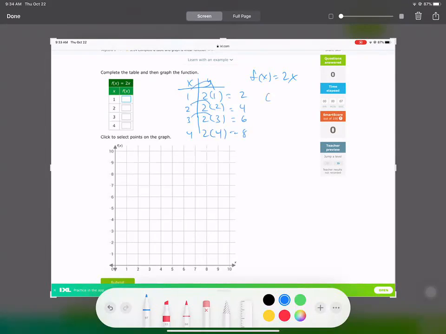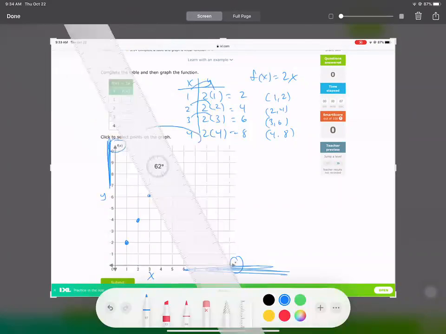Now, since these are ordered pairs, 1, 2, 2, 4, 3, 6, and 4, 8, you can graph these on the graph. 1, 2: x is 1, y is 2. X is 2, y is 4. X is 3, y is 6. These are x's and these are y, or functions, or f of x. They always label it on the corners. So in this direction, it's the x. In this direction, it's the f of x, the y. And 4, 8. What type of shape does that look like? It's a line.